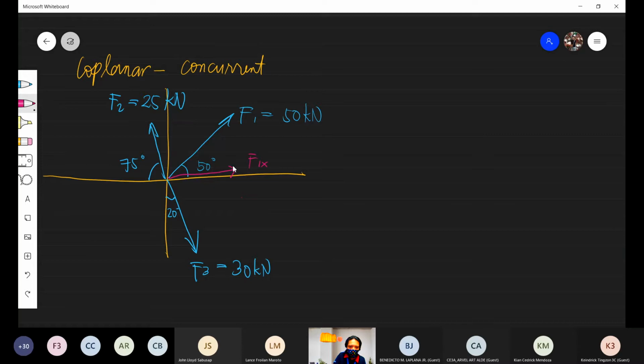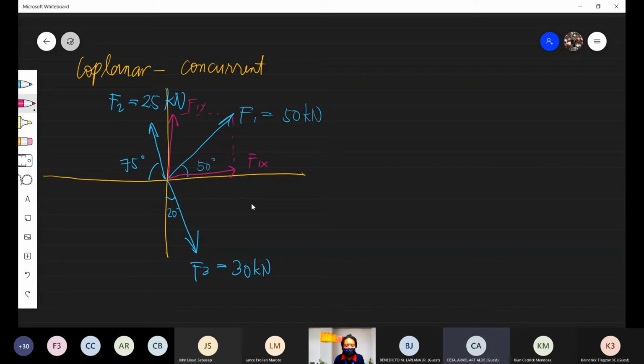Then we get the y component of F1 and we name it F1y. Is that what we are doing? Mr. Alde, I'm still talking to you. Sir, come again. Is that what we are doing? Yes, sir. Okay, we get the x and y components of all the forces.